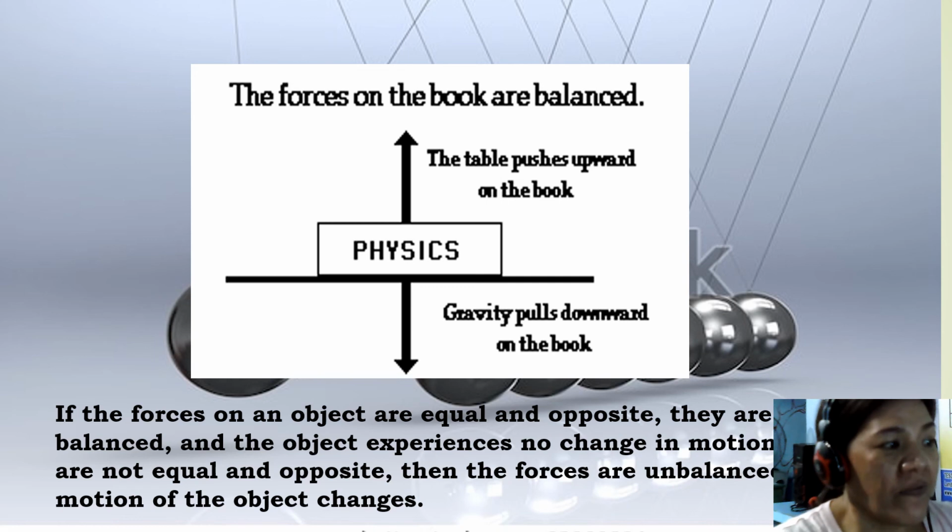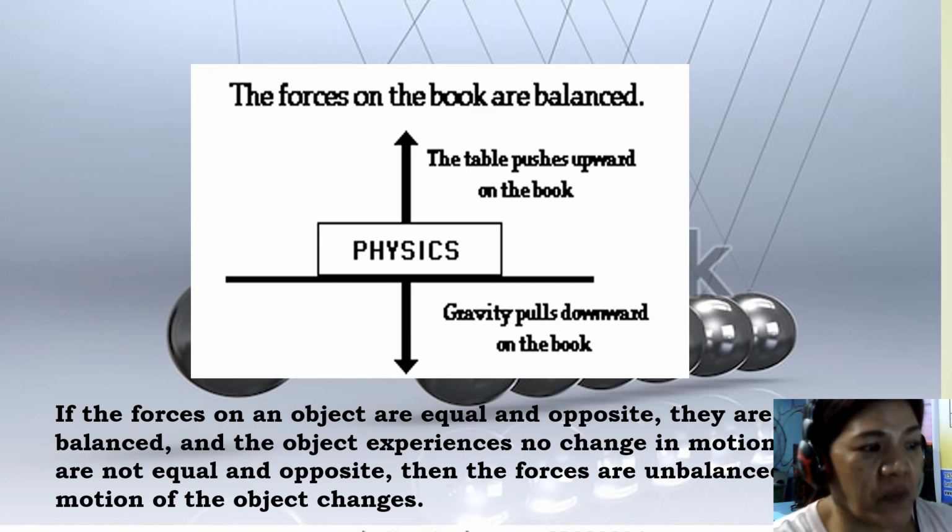So if the forces on an object are equal and opposite, they are balanced, and the object experiences no change in motion. If they are not equal and opposite, then the forces are unbalanced. So the motion of the object changes.